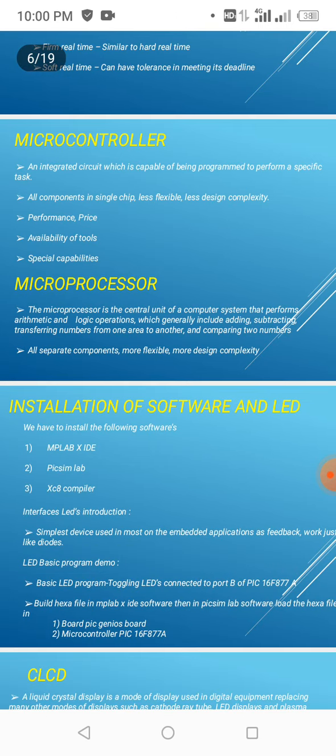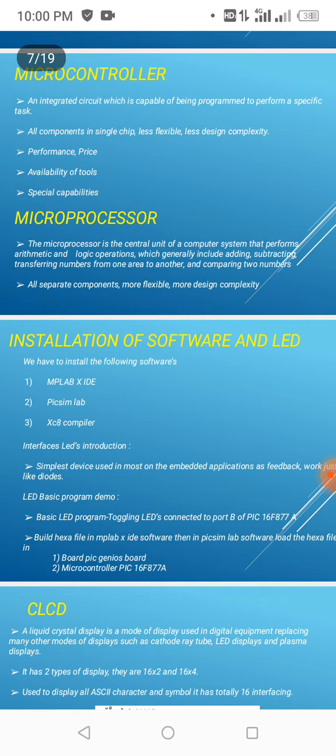Next, installation of software and LED. We have to install the following softwares: MPLAB X IDE and XC8 compiler. Then the LED interface. The LED is the simplest device used in most embedded applications for feedback, and works just like a diode. LED is a basic program, toggling an LED connected to port of PIC16F877A.